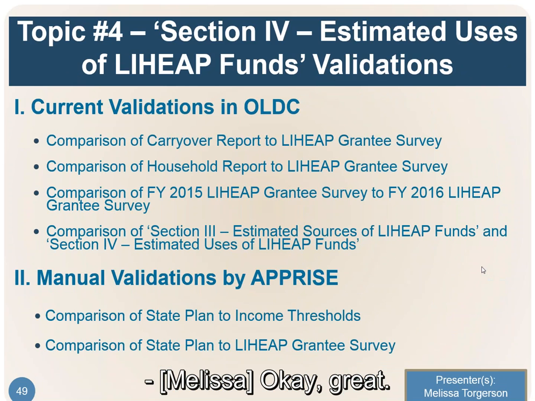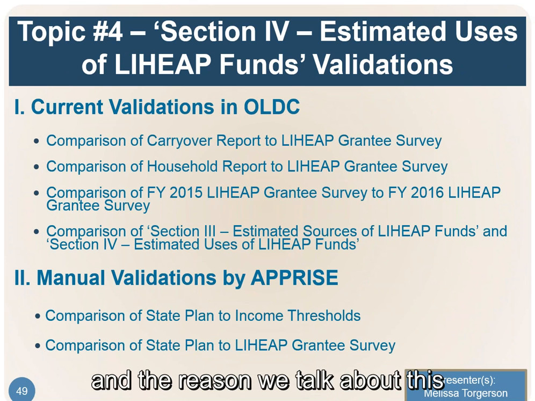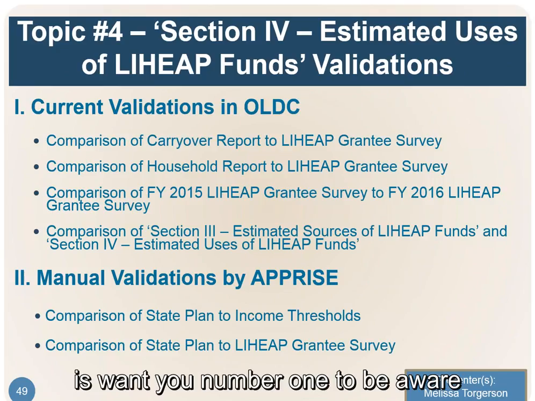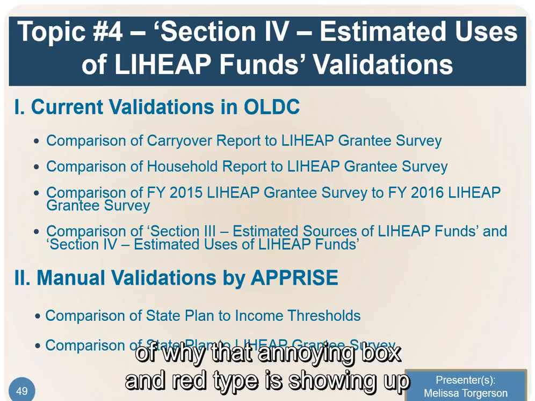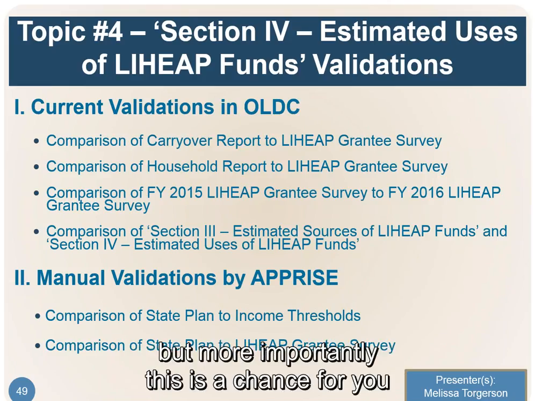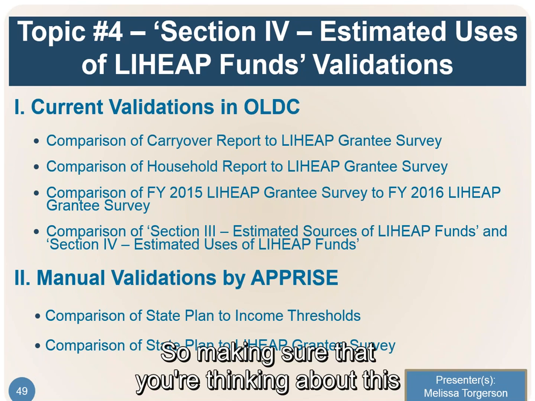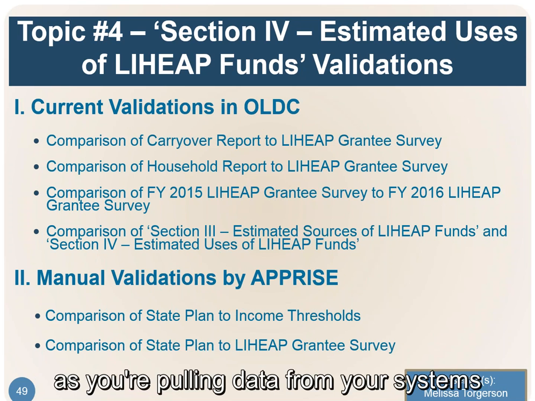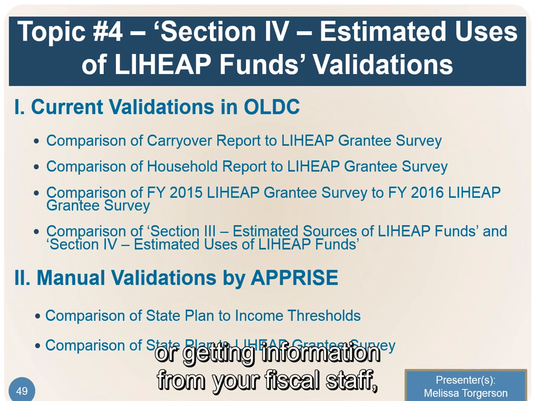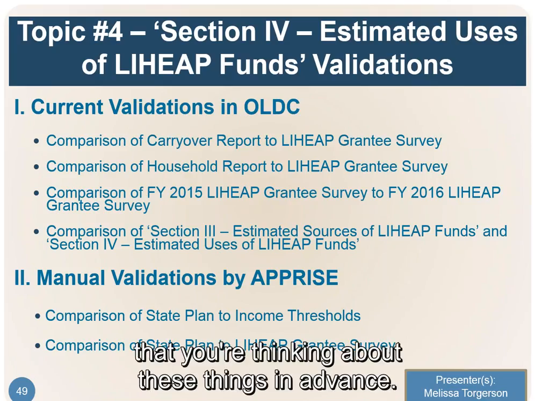Okay, great. So the next section, we're going to talk about validations. The reason we talk about this is we want you, number one, to be aware of why that annoying box in red type is showing up when you go to validate and certify your report. But more importantly, this is a chance for you to be thinking about the kinds of things that could pop up as you're completing the report. So making sure that you're thinking about this as you're pulling data from your systems or getting information from your fiscal staff, whatever you might be doing to prepare for this, that you're thinking about these things in advance.